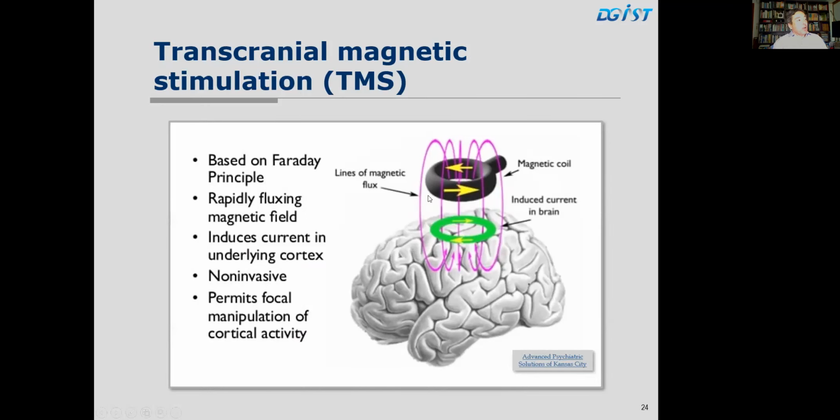You have a magnetic coil that's creating a magnetic field. You have an induced current in the brain. We have ions, as we mentioned there. So a rapidly changing magnetic field induces a current in the underlying cortex. This is entirely non-invasive. And you can also focus it on individual areas. So you can create a micro seizure in this area, for example, without doing a direct current. So that's the principle of transcranial magnetic stimulation.